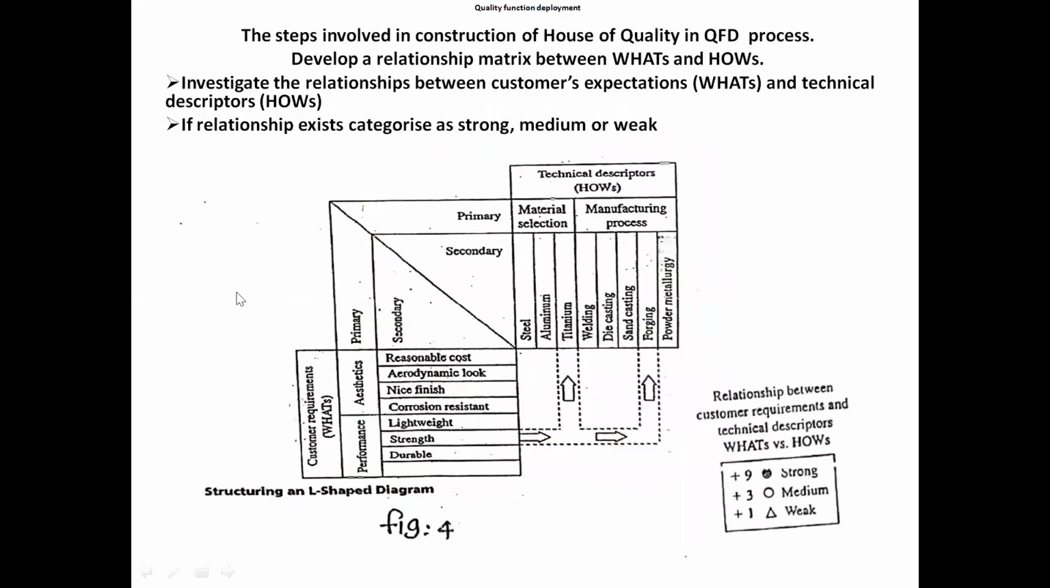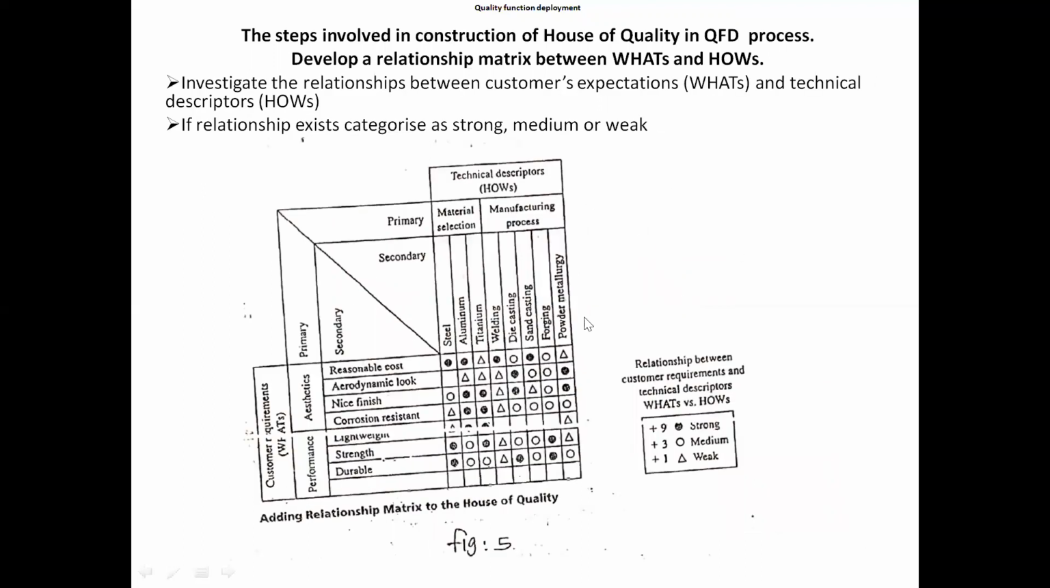Now, third step, we have to say the relationship between what and how. If we combine these two, this is what, this is how. Reasonable cost, aerodynamic look, nice finish, reasonable cost. So this is steel, aluminum, titanium. It's a relationship between strong, medium, weak. This is what and how. How we are going to relate them is by seeing the relationship between what and how.